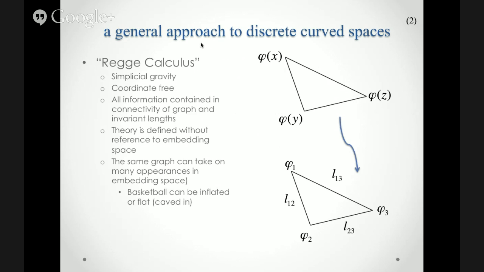And so when we do these constructions, we usually do it with reference to some embedding space, so two spheres sitting in 3D. But once you construct the thing, it exists outside the framework of an embedding space. And for a given graph, it can look different. There's no unique way for it to look in the embedding space. So it can be a round basketball that's full of air, or it can be partially deflated and caved in, for example. And those could give the exact same results.